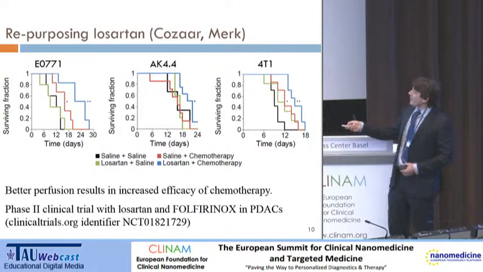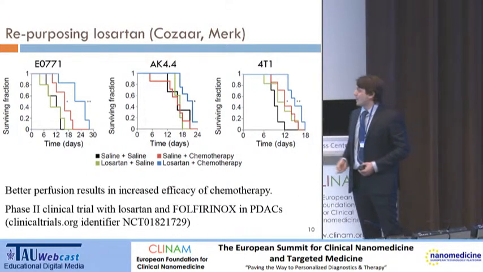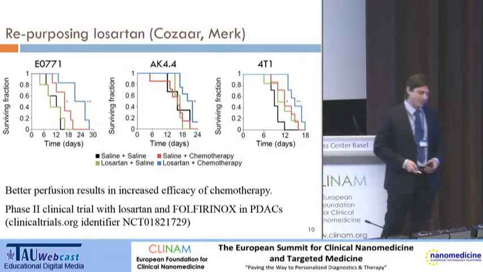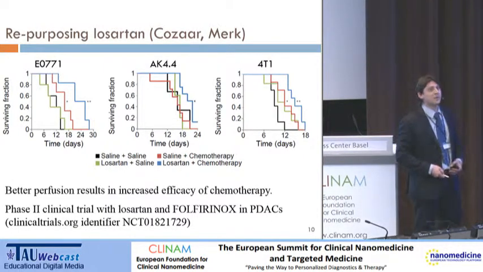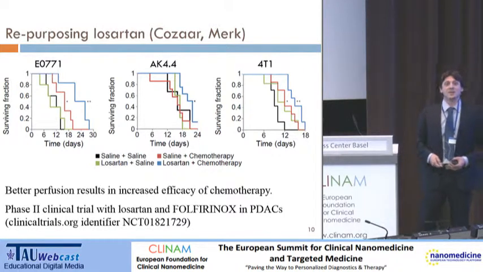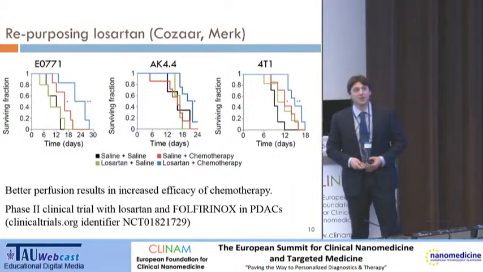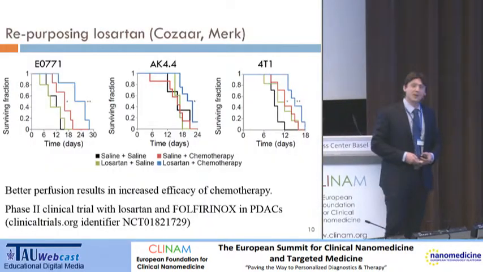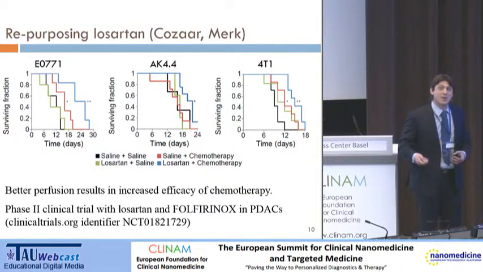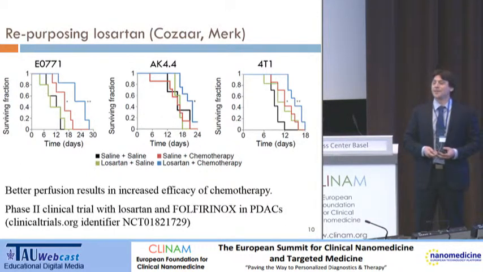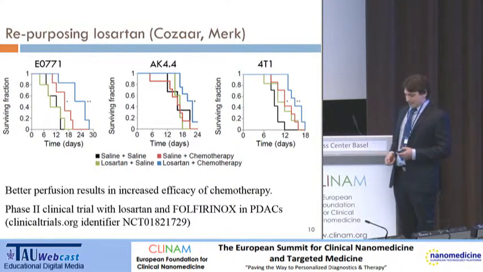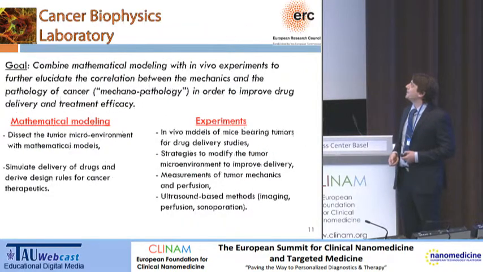So a phase 2 clinical trial with the use of this drug losartan with chemotherapy is now ongoing at Massachusetts General Hospital, where they try this strategy in humans. This is a new strategy which we refer to as a stress alleviation treatment. It's actually a tumor normalization strategy compared to the vascular normalization strategy. And we wait to see the results.